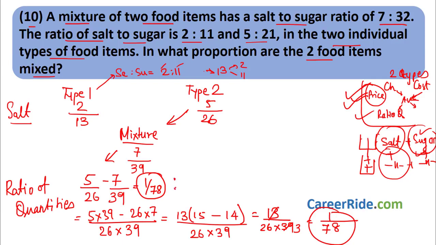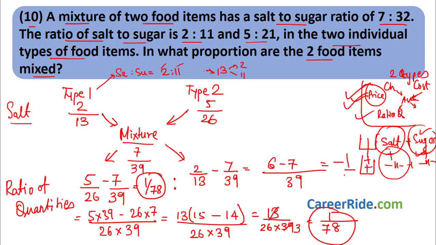Now we have to find the second quantity. Simply subtract like this. What will you get? 2 by 13 minus 7 by 39. Okay, 39 is the LCM over here. So we will have 2 into 3, 6 minus 7, that would be minus 1 by 39. Neglect the minus sign. Answer is 1 by 39. So here we will get 1 by 39.